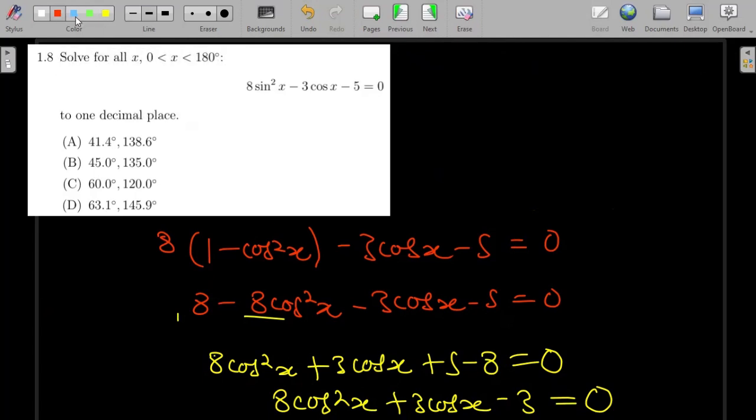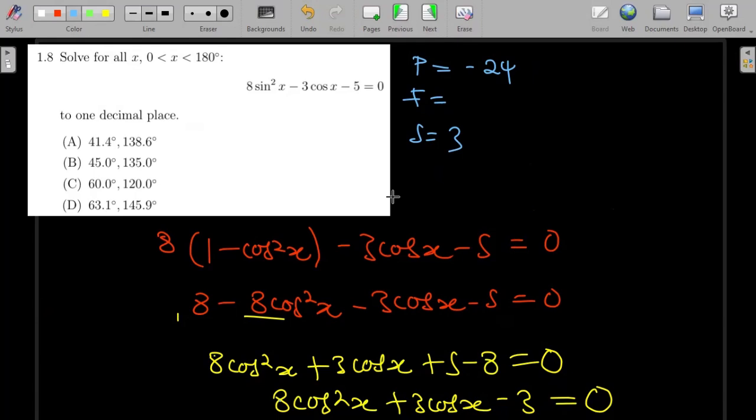So we try to find the factors: the product and the sum. The product is 8 multiplied by minus 3, that will be minus 24, and the sum is 3. So now we're trying to look for two numbers such that when we multiply them, we get minus 24, and when we add them, we get plus 3.